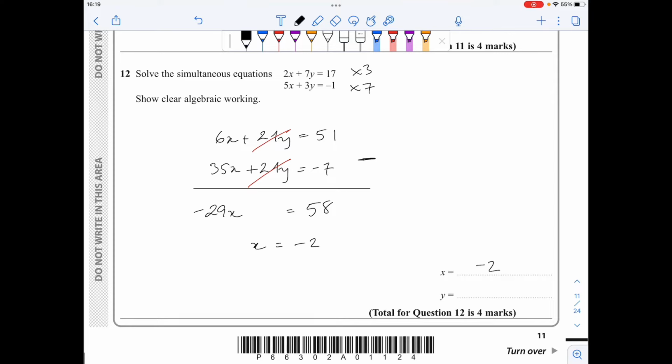And now I'm going to substitute this x into any of the equations. I'll select the first one. So I will get 2 times minus 2 plus 7y is equal to 17. So 7y is equal to 21. So y is equal to 3. So my final solution is x equals minus 2, y is equal to 3.